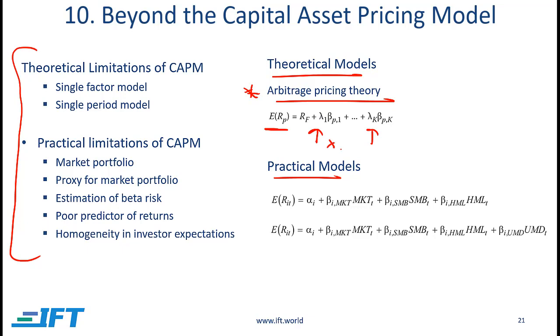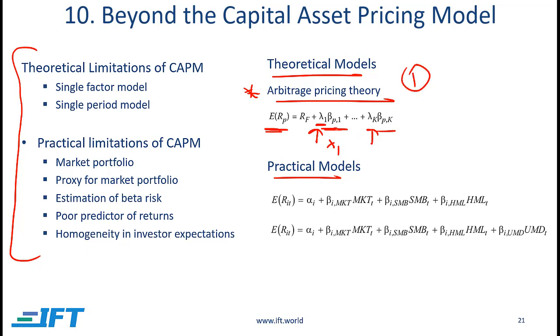So lambda 1 is the risk premium associated with factor 1, lambda k is the risk premium associated with factor k, and so on. And then the betas represent the sensitivity of a portfolio to a given factor. Arbitrage pricing theory is somewhat similar to CAPM in the sense that there is a linear relationship between risk and expected return. But there are several differences between arbitrage pricing theory and CAPM.